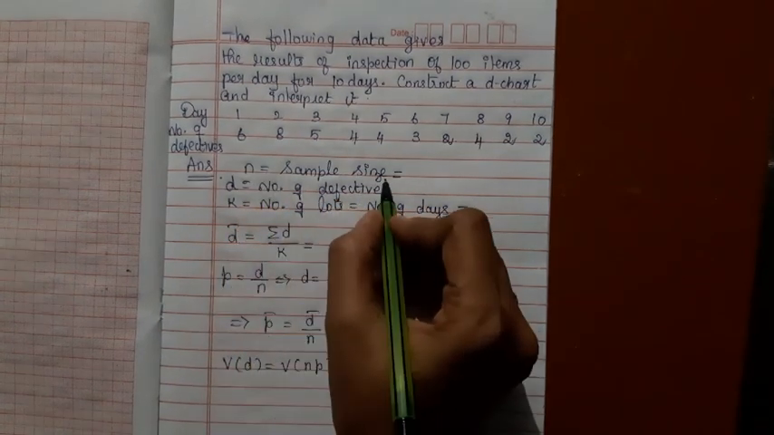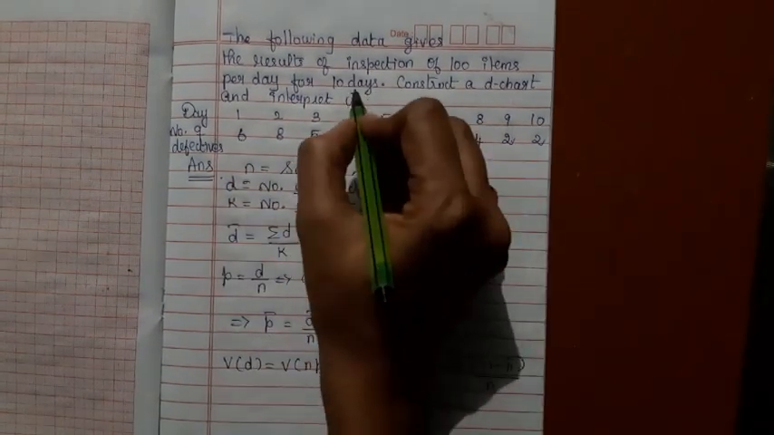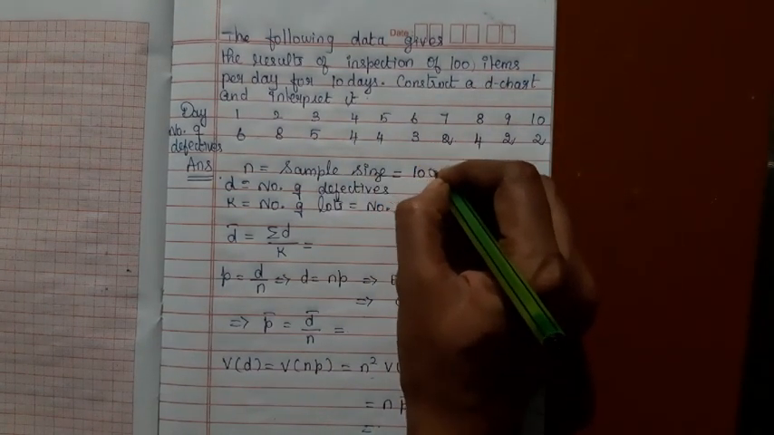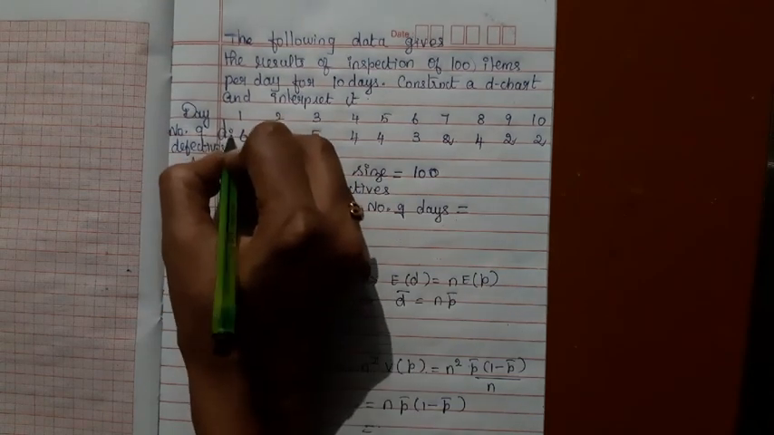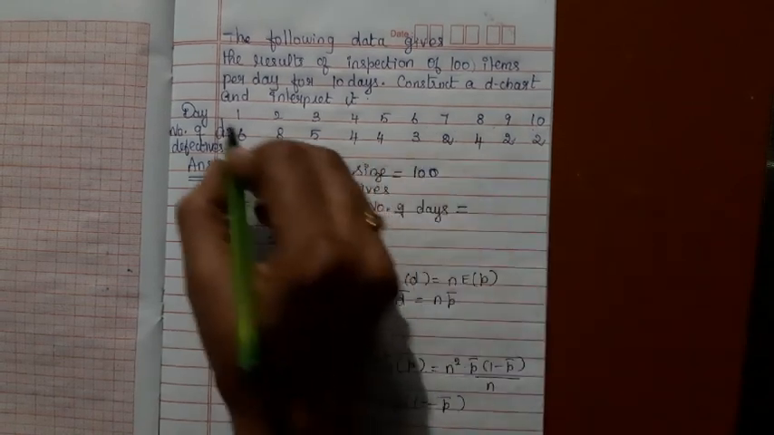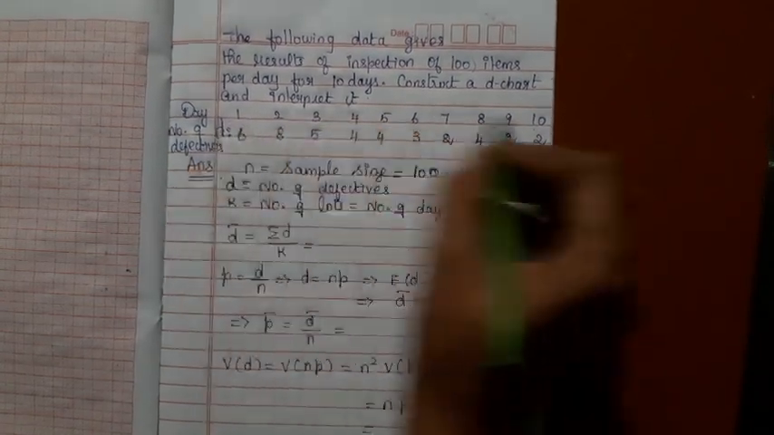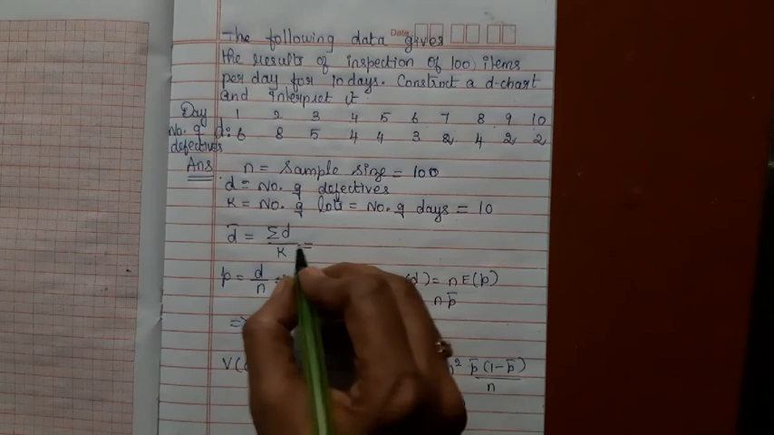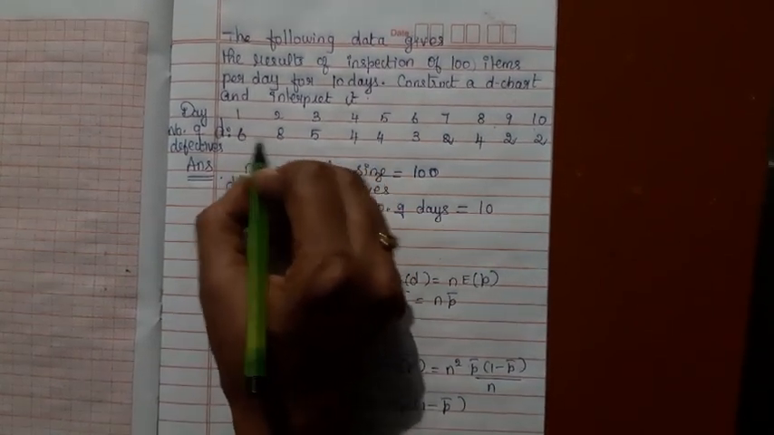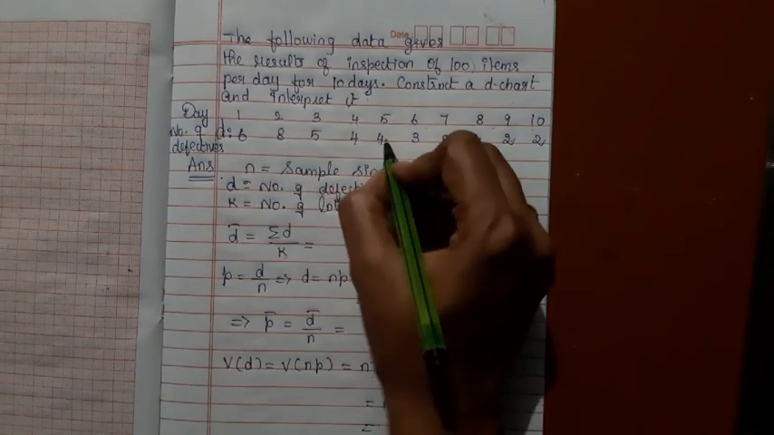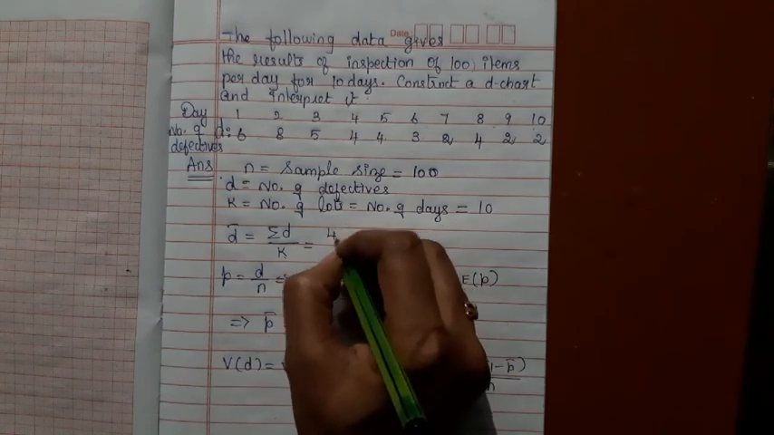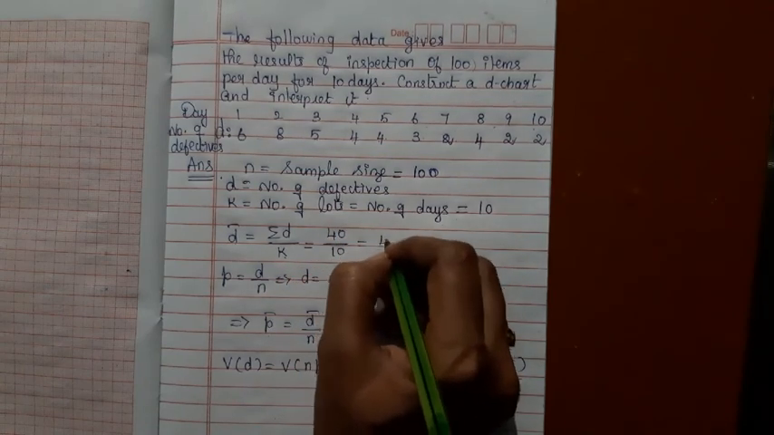So what is the sample size here? It is not 10. The sample size is 100. Okay. D represents the number of defectives. This is the variable D. And K is the number of lots. How many lots are there? One lot is selected per day. So you have 10 lots. And D bar is summation D by N. You should add D values. 27, 30, 32, 36, 38, 40. Divided by 10 is 4.